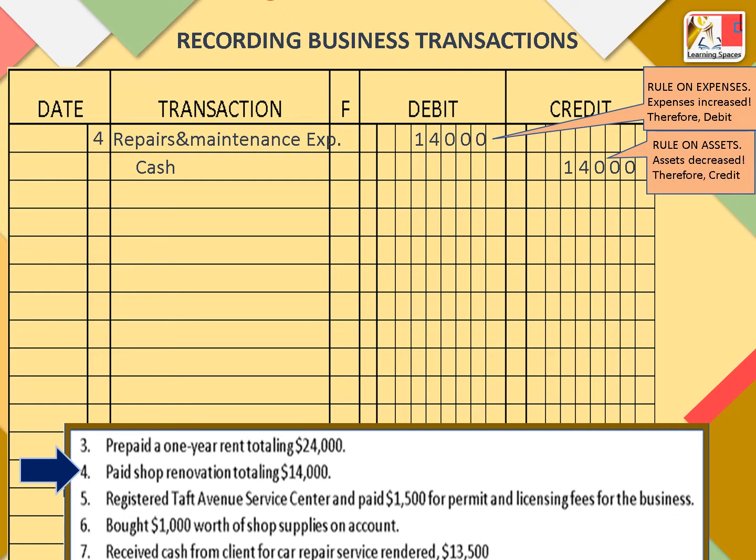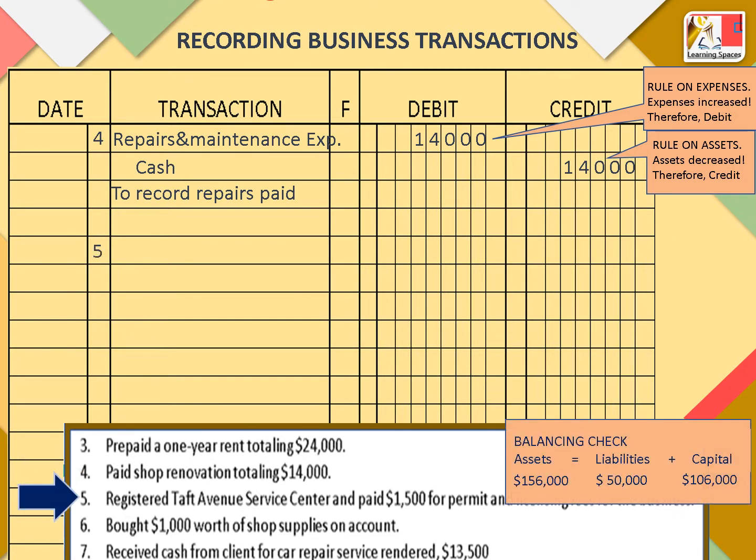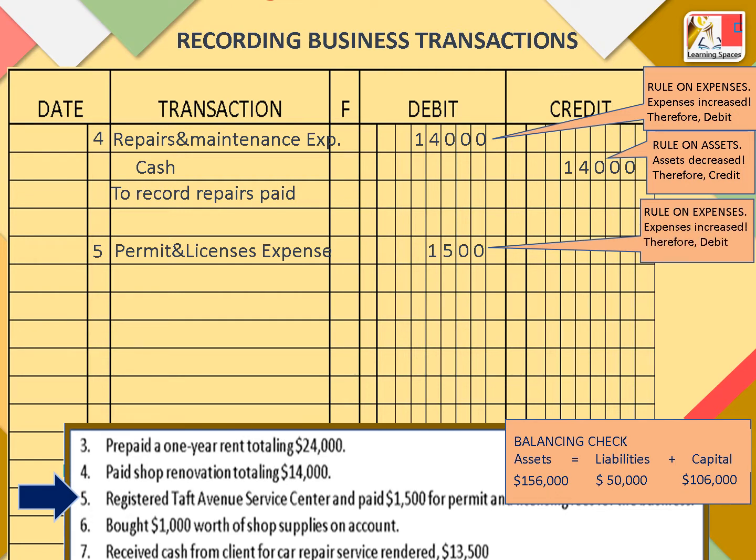Now, compared to March 3, we did not use the word prepaid for this expenditure because it was not stated that it is an advance payment for future expenses. Going down to the transaction on March 5, for the expenses paid for business registration, the expense account will be permits and licenses expense. An increase amounting to $1,500 should be plotted on its normal balance side. Since the registration expenses were paid in cash, we shall decrease cash and plot the amount of $1,500 on the credit right side.